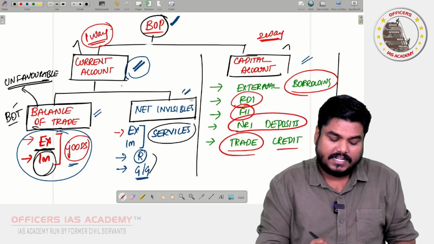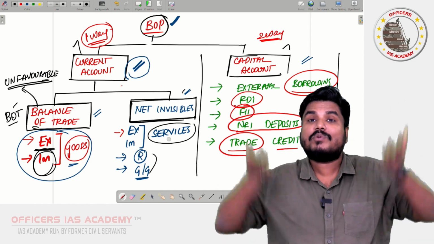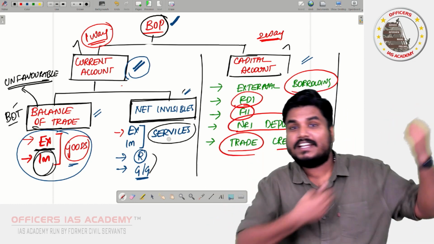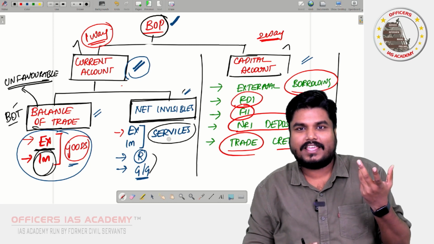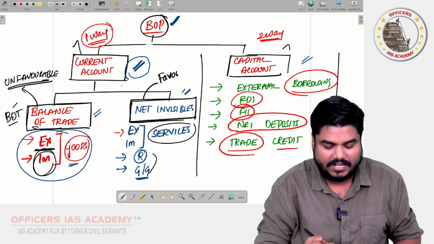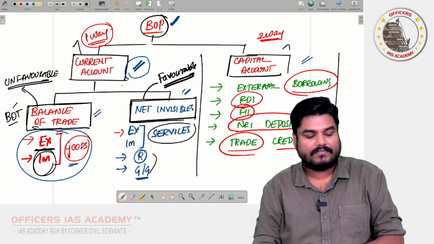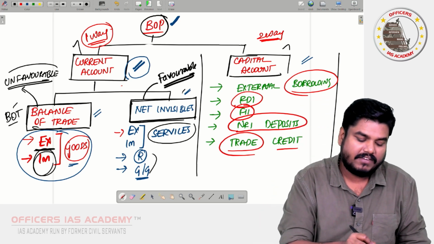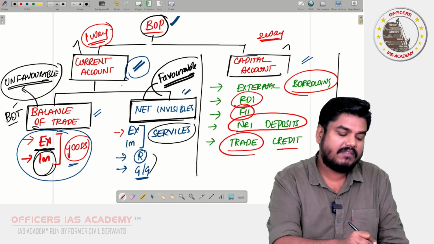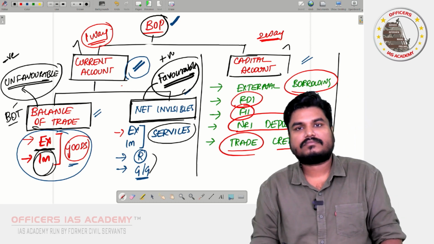But when you take net invisibles, our services exports are high. Our inward remittances are high. So our net invisibles will be favorable in India. It's very important from the prelims point of view, friends. So in the Indian context, balance of trade will be unfavorable and net invisibles will be favorable. Balance of trade will be negative, net invisibles will be positive.